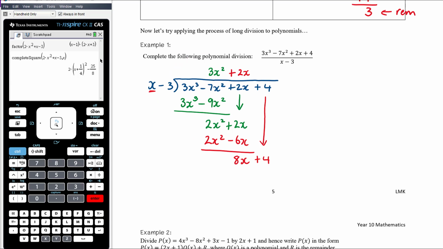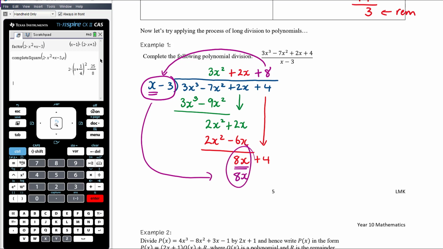Okay, so this time it is, what do I have to multiply x by to get 8x? And that would be plus 8. That's the next term in my quotient. Then I'm multiplying 8 by x minus 3 and writing that down underneath. 8x, I'm happy, they're the same. That should be how it works. They cancel out. 8x minus 3 times 8, so minus 24. And then we subtract. 8x minus 8x, they should cancel out. 4 minus minus 24, 4 plus 24 is 28.